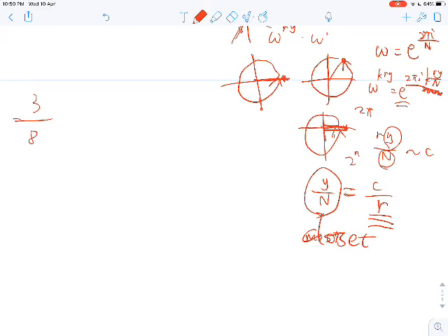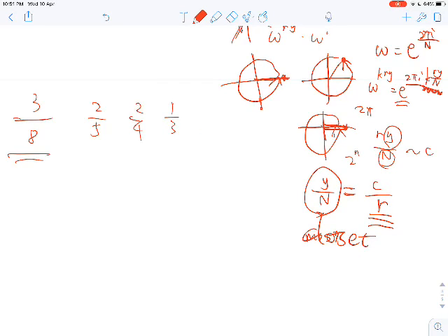We got many fractions to approximate this part, like 3/8, 5 over 2, 2 over 4, 1 over 3. They are all approximations, but there is one that is closest to 3/8, and we take this, and we got some possible r.